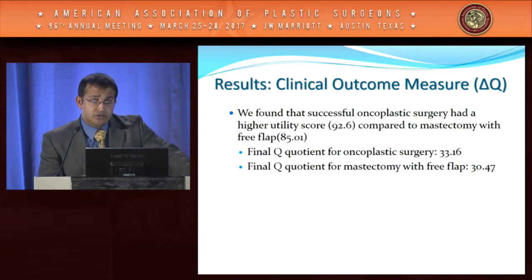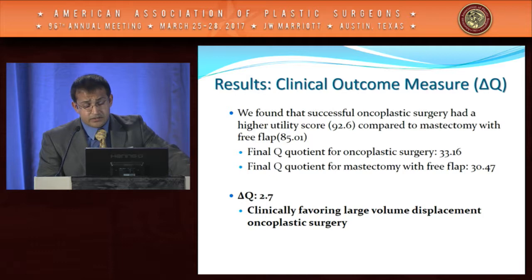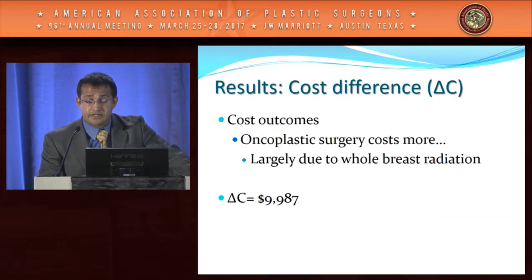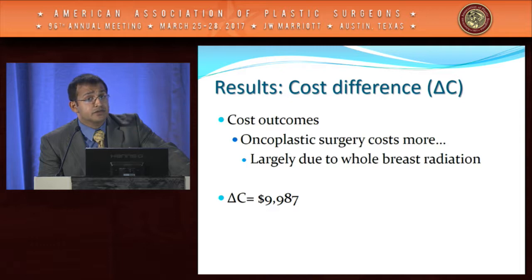The utility scores, as mentioned before, were converted into Q quotients, which are the clinical effectiveness parameters. For oncoplastic surgery, it was higher at 33.16 than the mastectomies at 30.47. So that gave us a delta Q of 2.7, suggesting that this clinically favored large volume oncoplastic surgery compared to mastectomies. How about costs? Well, with cost outcomes, oncoplastic surgery cost more, largely due to the whole breast radiation, on average approximately by $10,000.